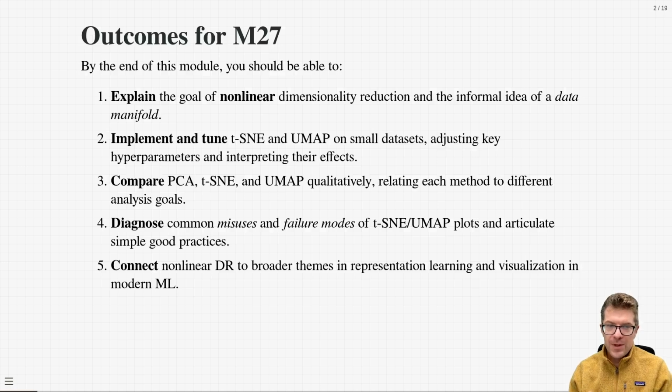You should be able to compare PCA, t-SNE, and UMAP qualitatively, like high level, relating each method to different analysis goals. You should be able to diagnose common misuses and failure modes of t-SNE and UMAP, even though we won't get into too many failure modes today. And you ought to be able to connect nonlinear dimensionality reduction to broader themes in representation learning and visualization, although this is something we'll be talking about in future modules to a large extent.